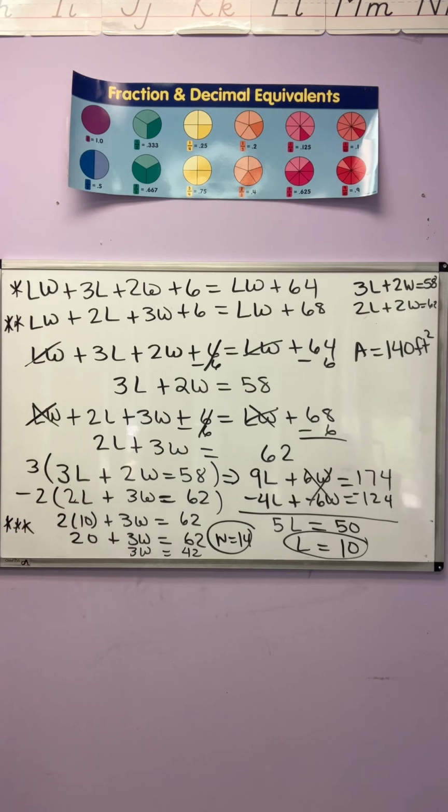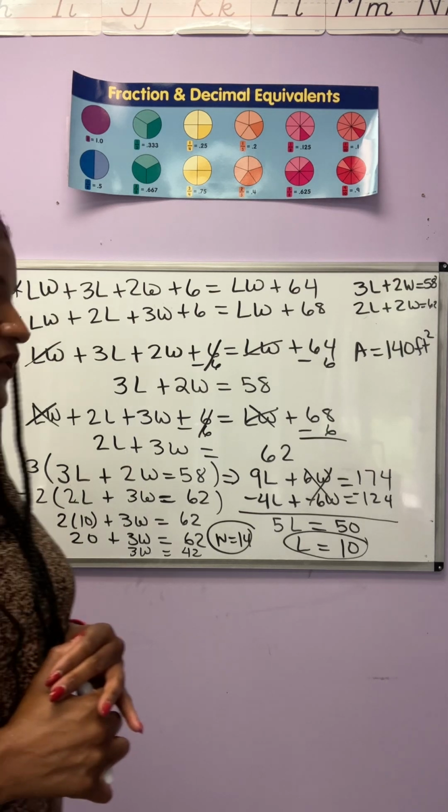And then in the second scenario, the length, which was originally 10, increased by 3, which made it 13. And the width, which was originally 14, increased by 2, making it 16. And that's 208. If you subtract that by 140, it's 68 square feet larger now for the new area.